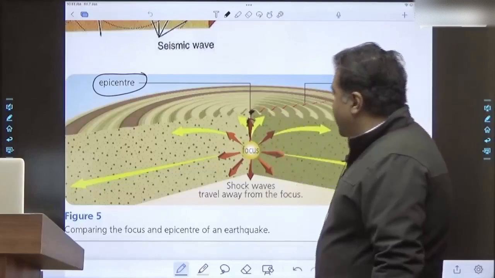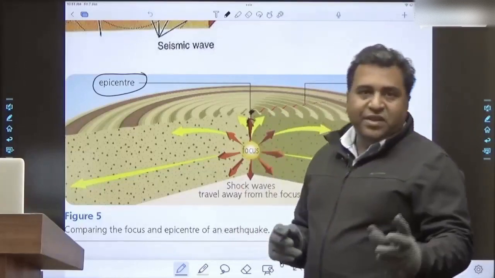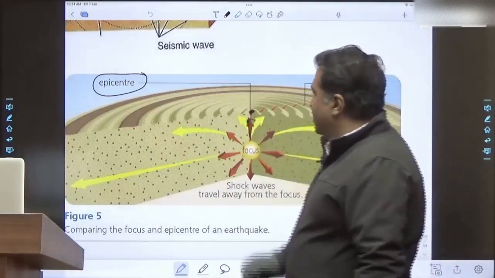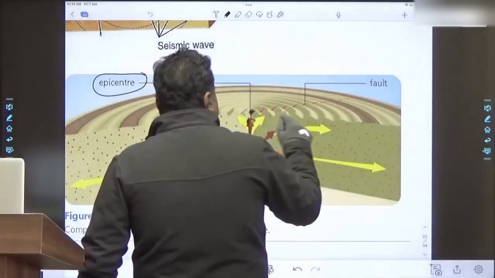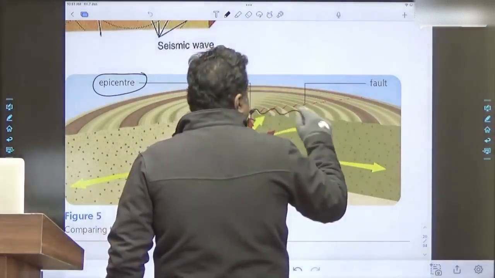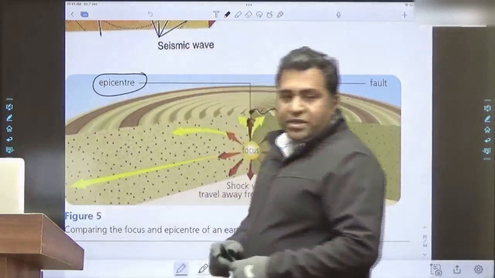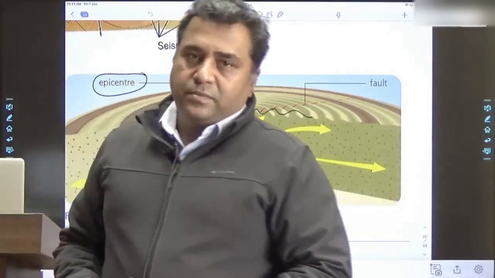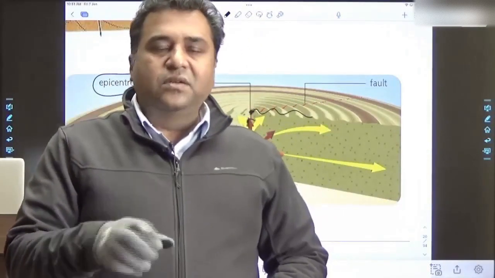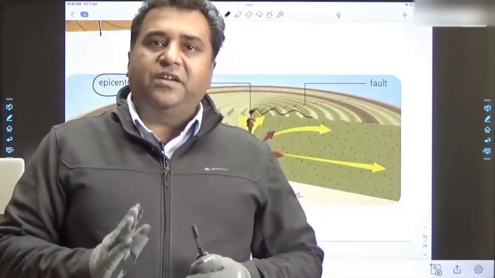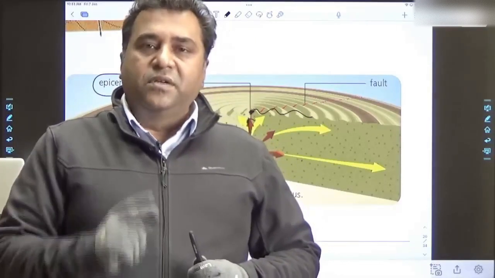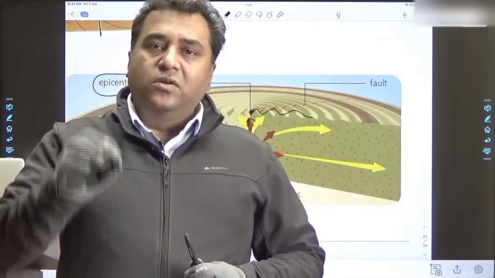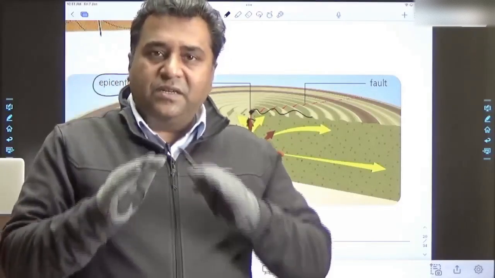Up to the epicenter, which waves are traveling? Seismic body waves, traveling in all directions like this. Now from this epicenter, on the surface of the earth, another wave is created, which you can see here. Wave-like formations are there on the surface. First, at the focus, the energy is there. When it suddenly releases, it travels as seismic body waves. Seismic body waves reach vertically above at the epicenter on the surface of the earth. From the epicenter, surface waves are created.